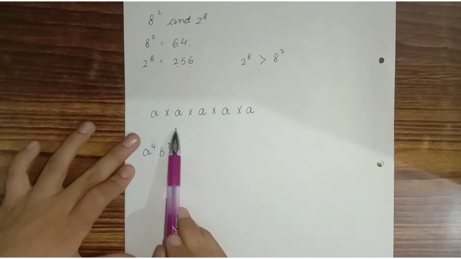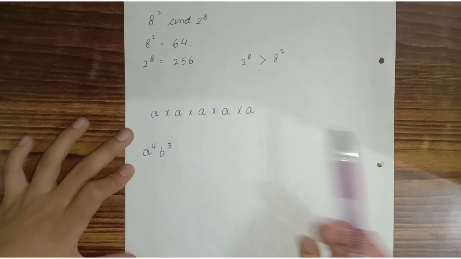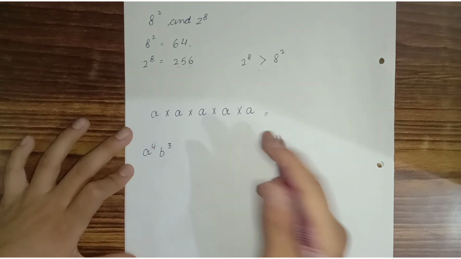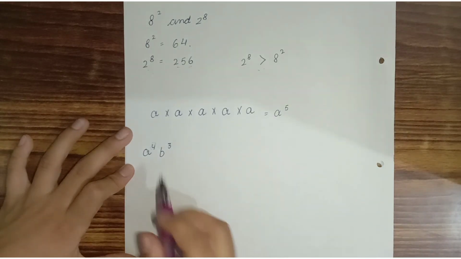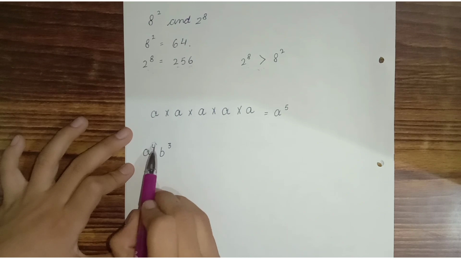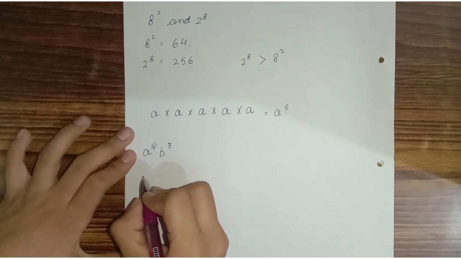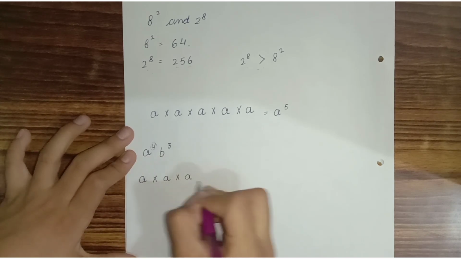So friends, we have learned how to write numbers. If the numbers are like this, how will we write it? Simply, we write how many times a is multiplied. So it is a raised to the power 5. But what if we want to expand numbers like these? What is in the exponent? Here it is 4. So we'll multiply a 4 times: a into a into a into a.